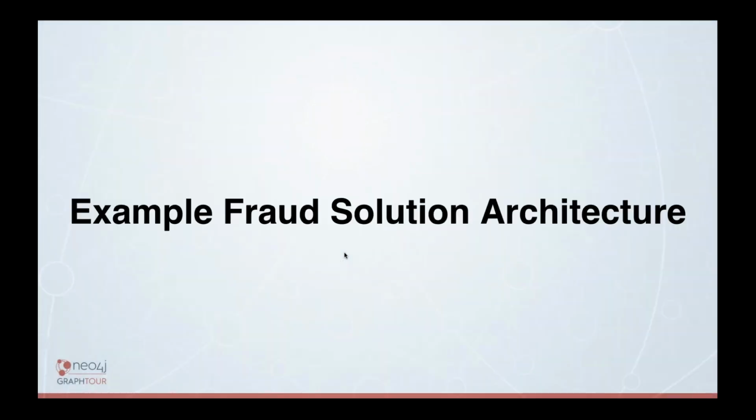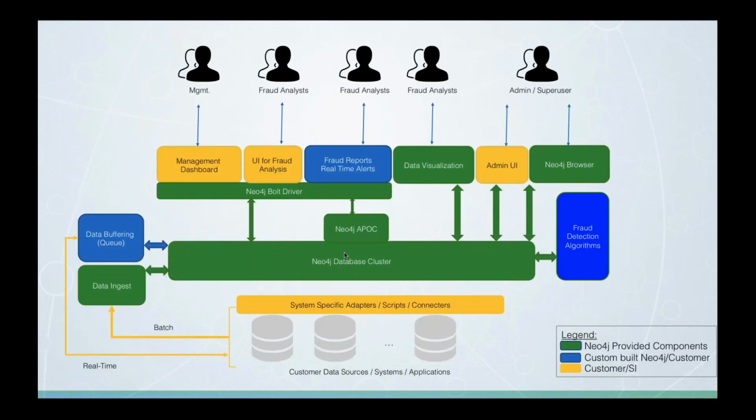Let's look at an example of a fraud solution architecture. In this example architecture with the building blocks, you build a fraud solution based on Neo4j. In the center of this architecture, you see the Neo4j database as a cluster. The green components are components from the Neo4j platform coming with the Enterprise Edition. Fraud detection algorithms, developed jointly with the domain know-how of the customer, can work automatically directly on the database to detect fraud patterns and derive new connections.